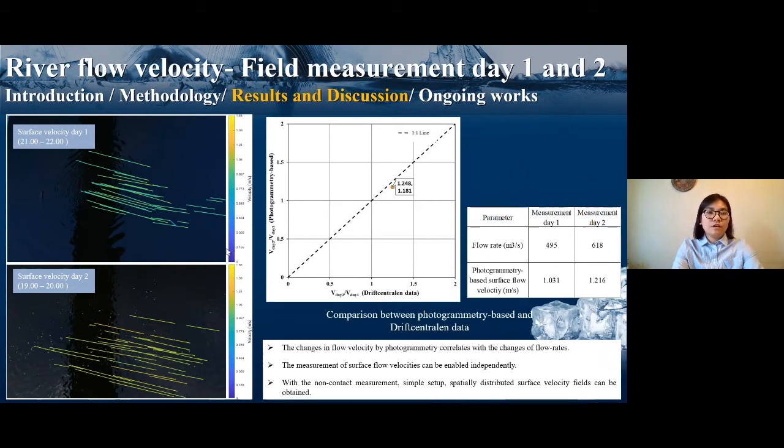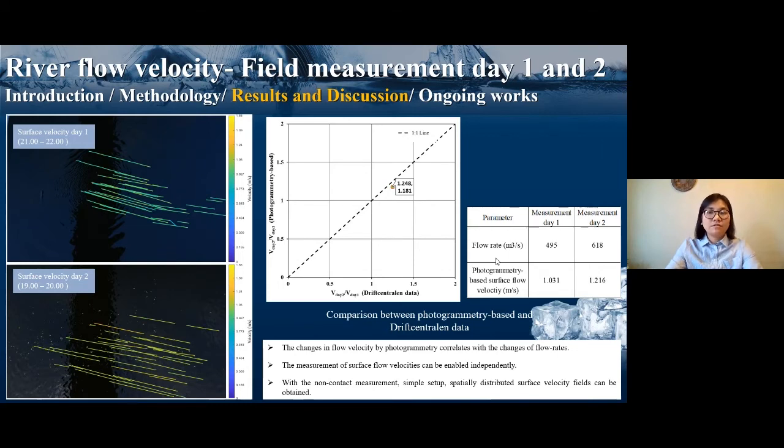From the results we got with the measurements in the lab and the field measurement campaigns, we conclude that the measurement of surface flow velocity can be enabled independently of the perspective from which images are acquired. And with the non-contact measurement, simply set up, the surface velocity field can be obtained.